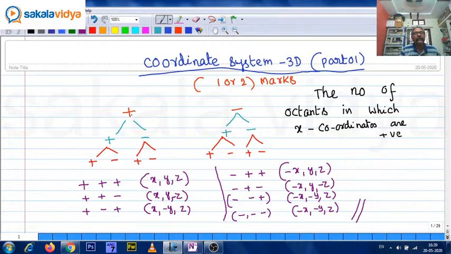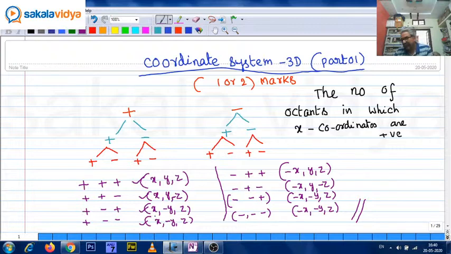Yes, here also plus minus combinations only. Plus minus minus, so x comma minus y comma minus z. Okay, 1, 2, 3, 4, 5, 6, 7, 8. Total 8 octants. Number of octants in which x coordinates are positive means actually here, see 1, 2, 3, 4. So 4. The number of octants in which x coordinates are positive means 4 only.